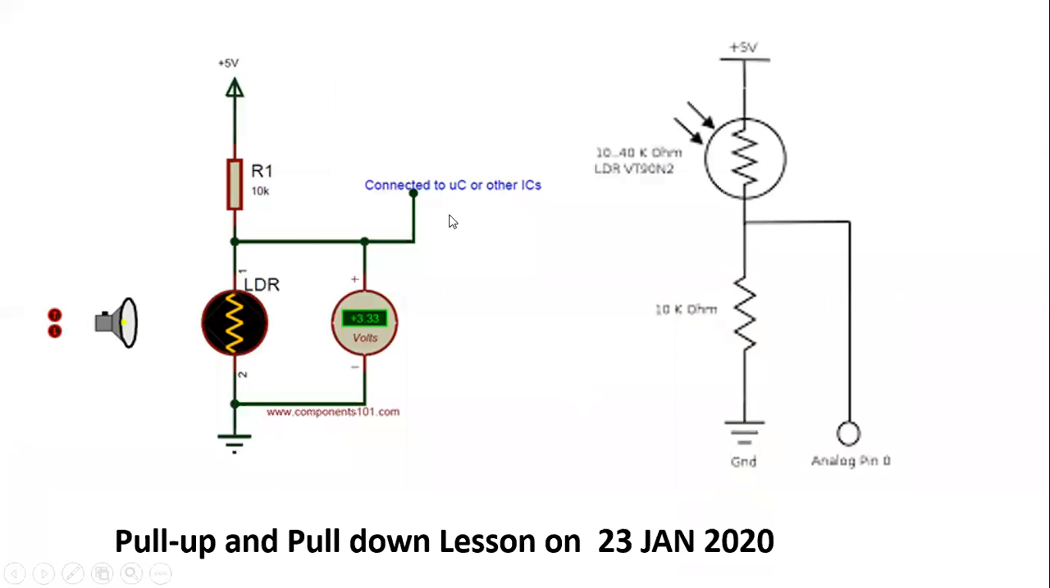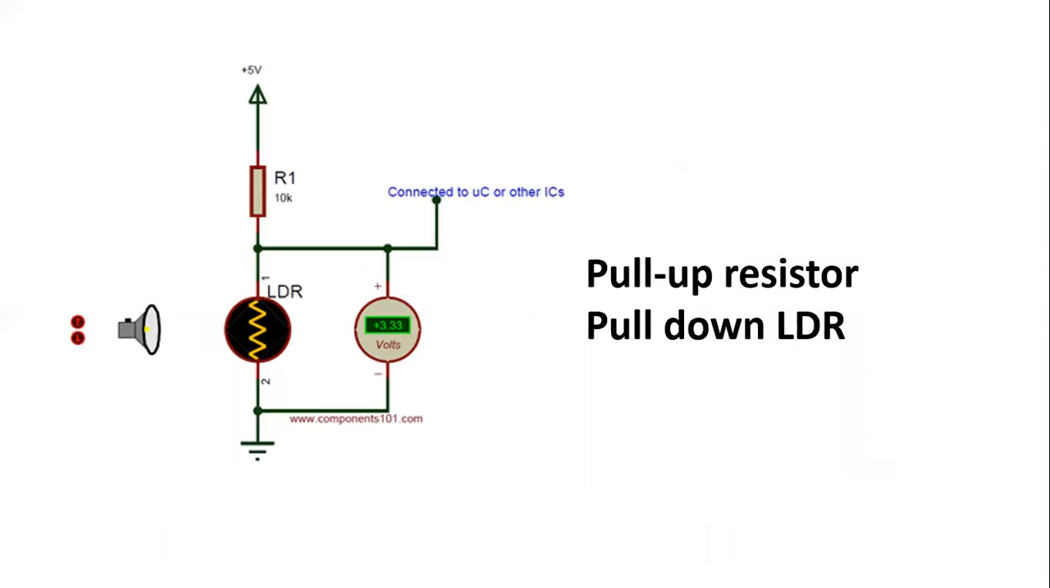We look at this example of the circuit. This is an LDR. LDR is a light dependent resistor. It's one of the light sensors. There are two types of connections, which are pull up and pull down connections. Please go to my lesson on 23rd of January to get more information about these constructions. In this example, R1 is a pull up resistor, and the lower one, the LDR, belongs to the pull down configuration.